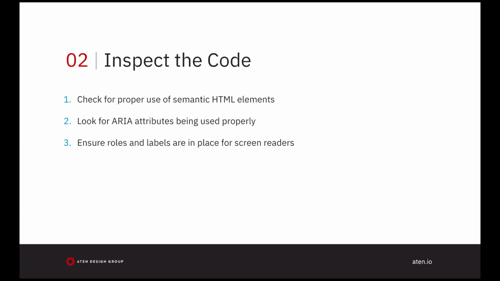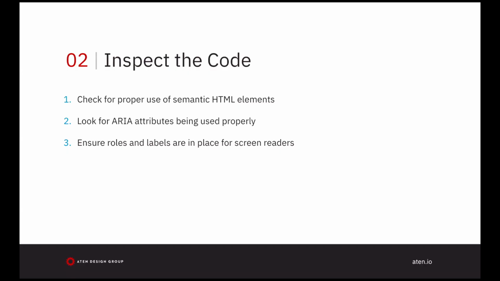This helps communicate more information to assistive technology to help users access nested levels of submenus. A key principle to keep in mind is that no ARIA is better than bad ARIA. It is important to evaluate the code not just for the presence of ARIA, but for the proper application of it. Finally, ensure that roles and labels are in place for screen readers.